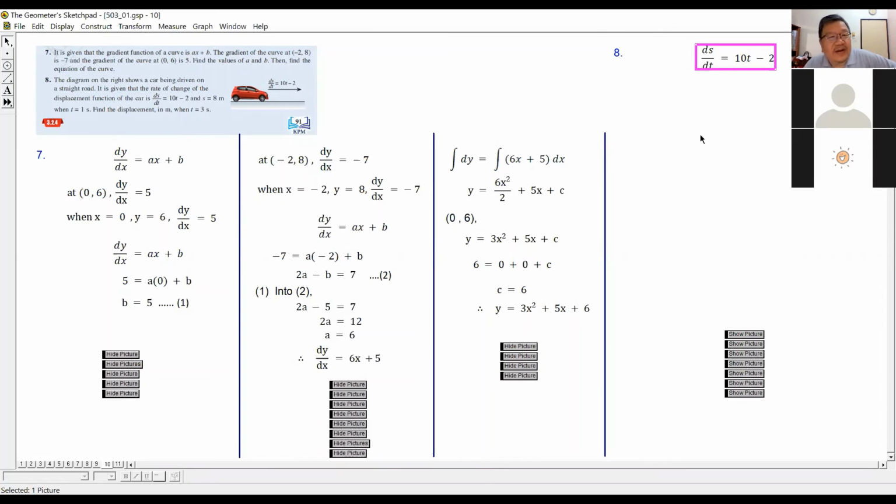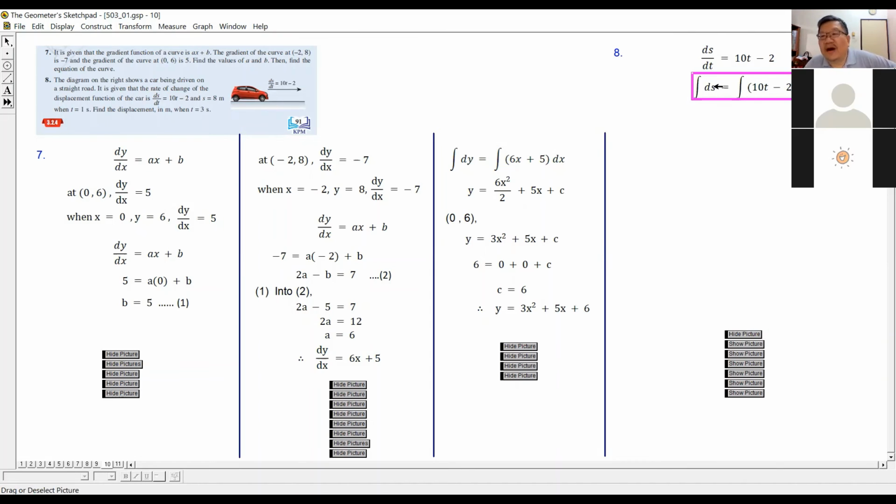Now here you are given ds dt equals to 10t minus 2. ds dt is actually the velocity, right? S is the displacement. You are not given S. You are asked to find S, the displacement. So you are given ds dt, which is V. Another symbol for ds dt is V. Okay, so how to get the S? We have to integrate this.